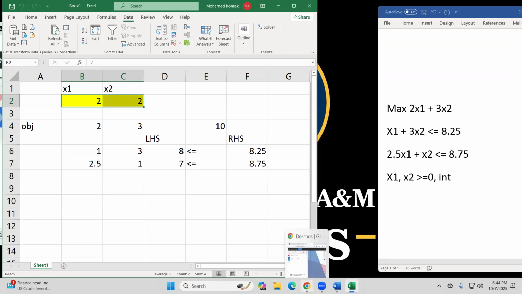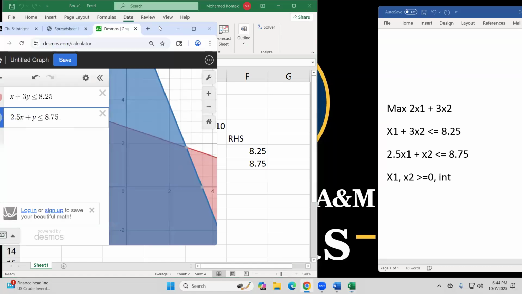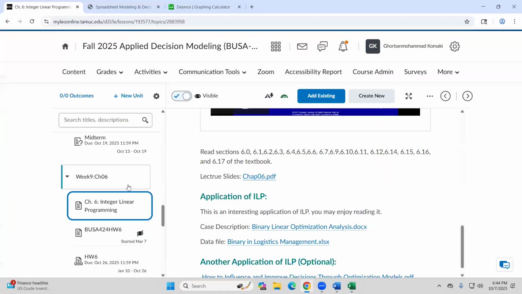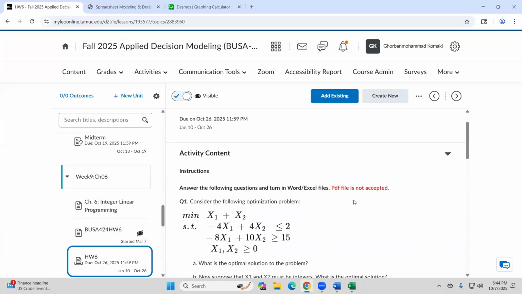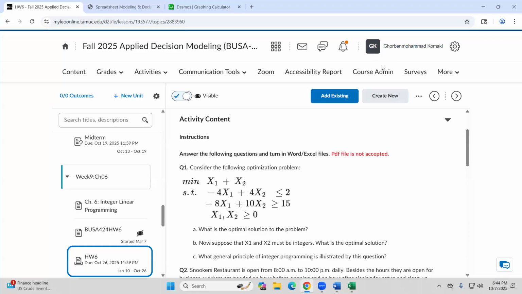Now let's do one example together. Can you solve this one? All right, so solve this one in Excel. So pay attention, the objective function is minimization. All right, so solve this one.